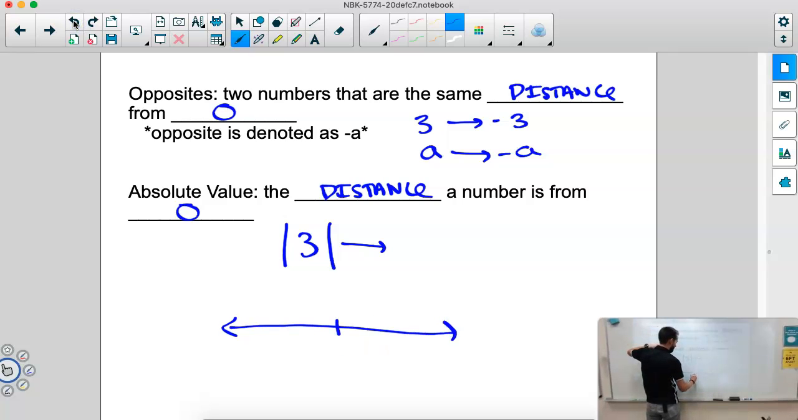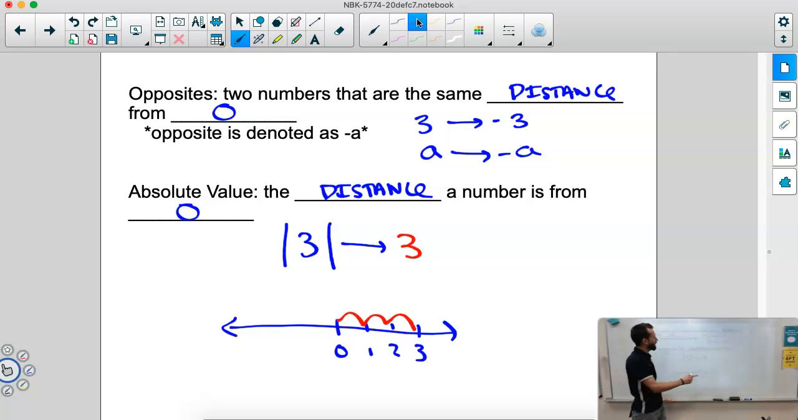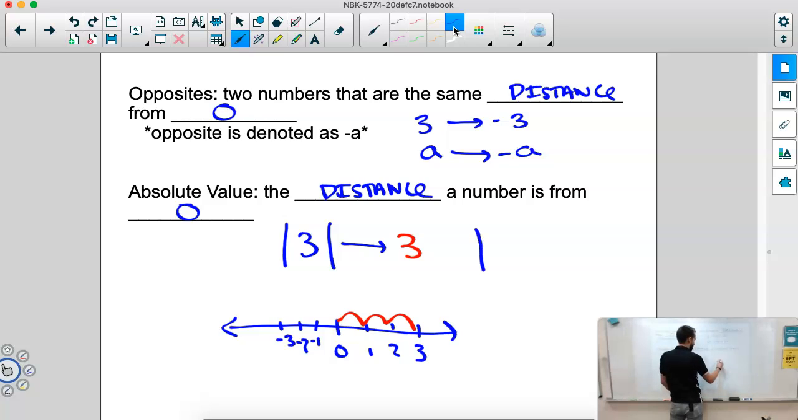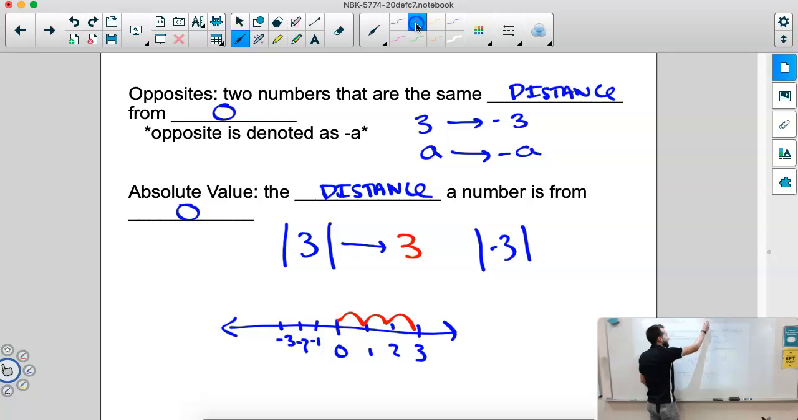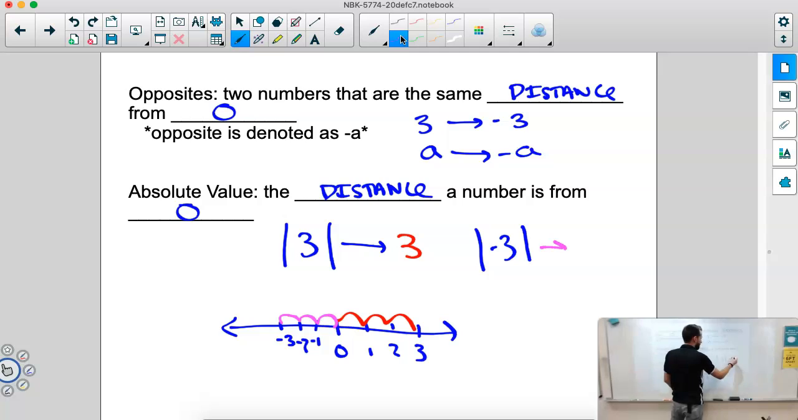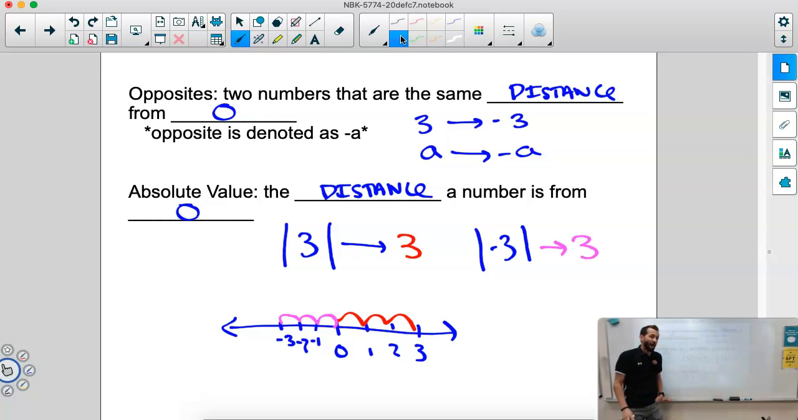So the number 3 is 3 spaces away from 0. Okay? But let's also put up the number negative 3 here. Okay, absolute value of negative 3. When we're talking about this, I'm just counting spaces. 1, 2, 3. That's also 3 spaces. So absolute value basically ignores positives and negatives. Okay? It only looks at the number of spaces.